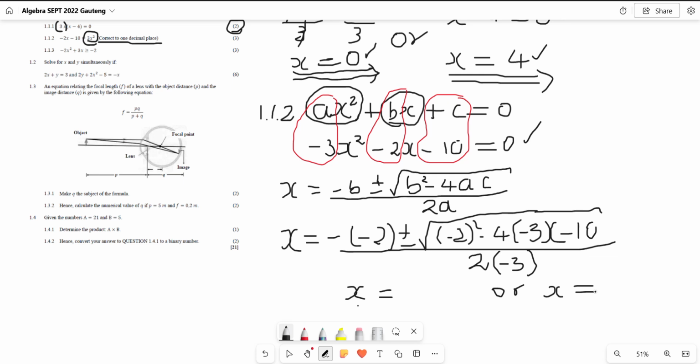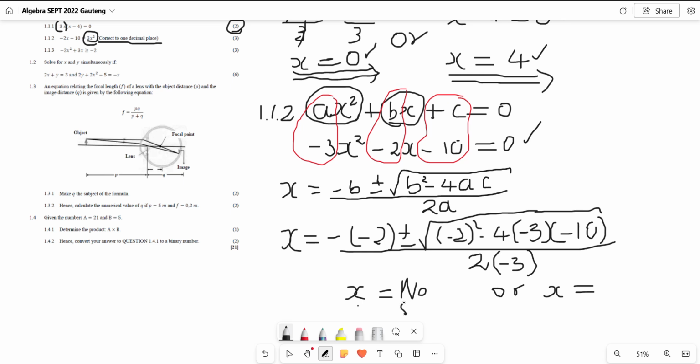Let's see. Negative 2 plus negative 2 squared minus 4, negative 3, negative 10, close bracket here, then negative 3. Then when we press that into our calculators, what do we have? We have no solution.